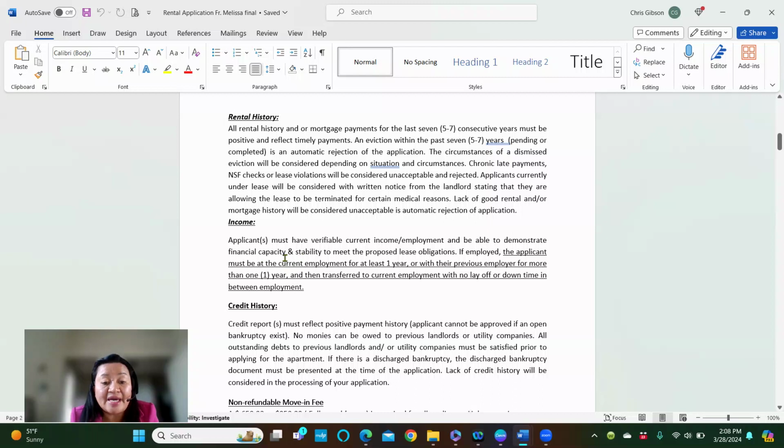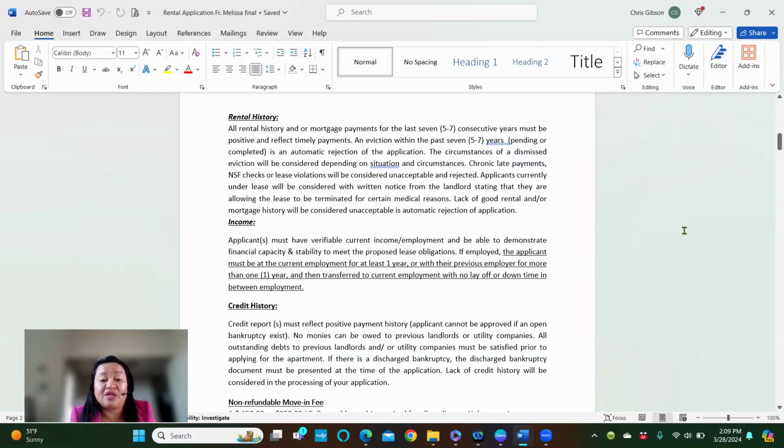And also the income. The applicants must have verifiable current income, employment, and be able to demonstrate financial capacity and stability to meet the proposed lease obligation. So we always require 3 times the rent. If the rent is 1,000, their monthly income must be 3,000 a month, so that they can afford the rent.